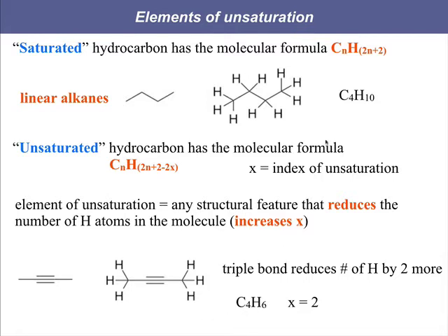So rather than having C4H10, we are missing 4 hydrogens, which means that we now have 2 indexes of unsaturation. And those elements of unsaturation are the 2 pi bonds. Remember, the first pi bond, we lost 2 hydrogens. If we add a second pi bond, we lose another 2 hydrogens.